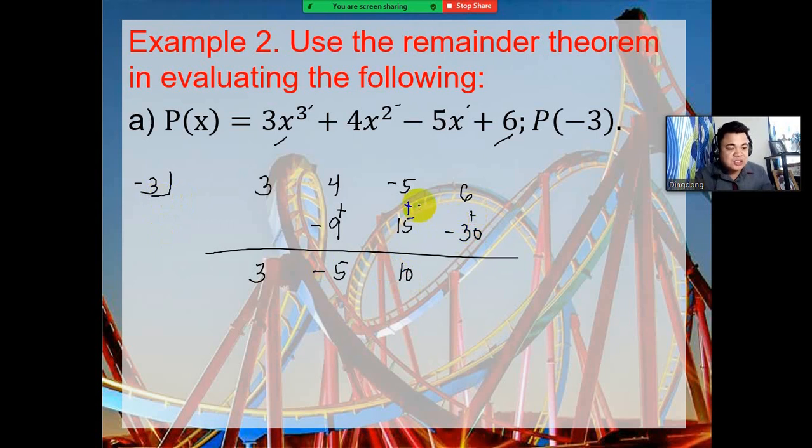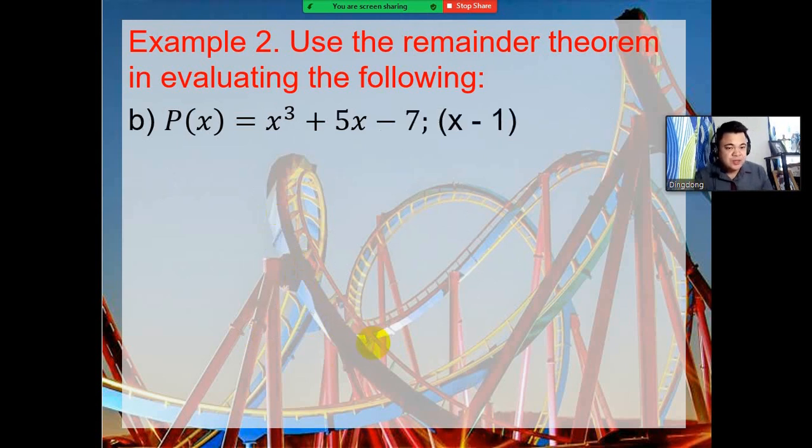Then add 6 plus negative 30 is negative 24. The last answer, or the remainder, is negative 24, so therefore P of negative 3 is negative 24. So the statement P of C is equal to R is now P of negative 3 equals negative 24 based on the given. So we're able to prove now that when you divide the polynomial function by the divisor, you are able to get the remainder, which is also the value of P of C. Alright, so this is now your answer.